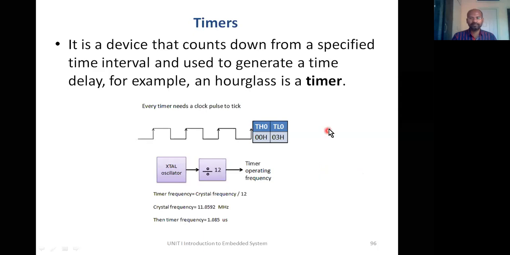Basically, a timer is hardware which takes the clock pulses and counts those clock pulses. Generally, the timer is not on. You have to turn on the timer depending on your requirement. Generally, it is in the off state.